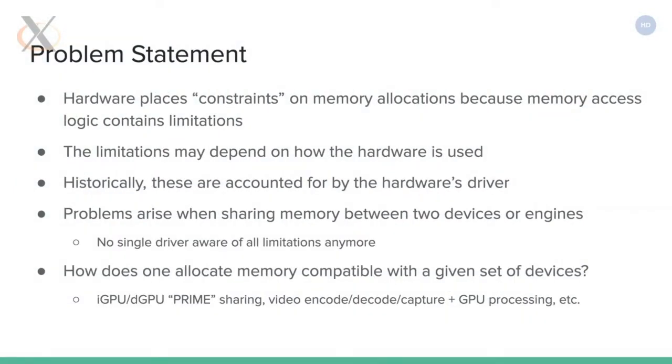So let's first begin with describing which problem we are trying to solve. Hardware can't do everything with any buffer. There are some hardware limitations that make it so you can't just allocate any buffer and use it for anything. If you want to display a buffer, there are some restrictions. If you want to render to a buffer with a GPU, there are some restrictions.